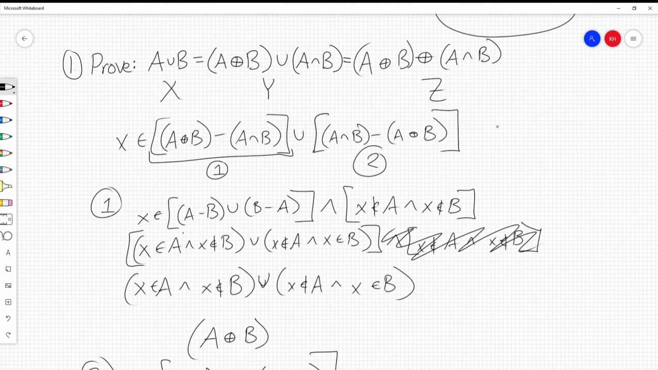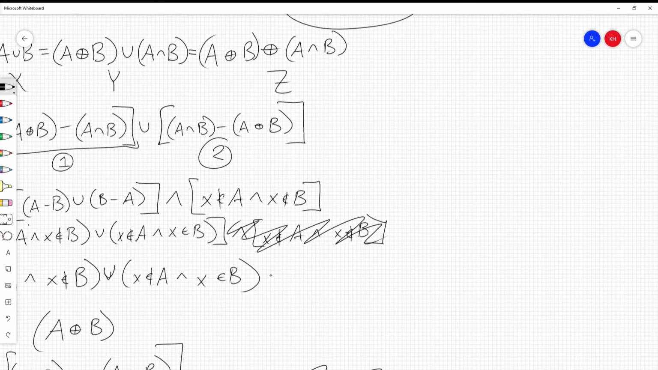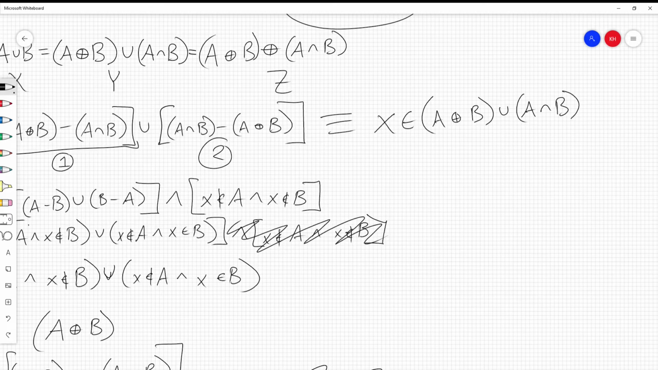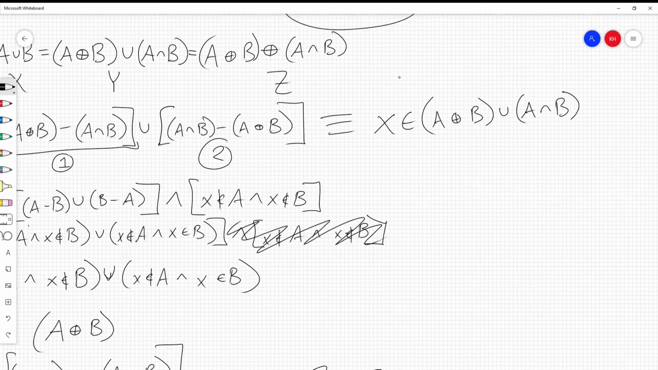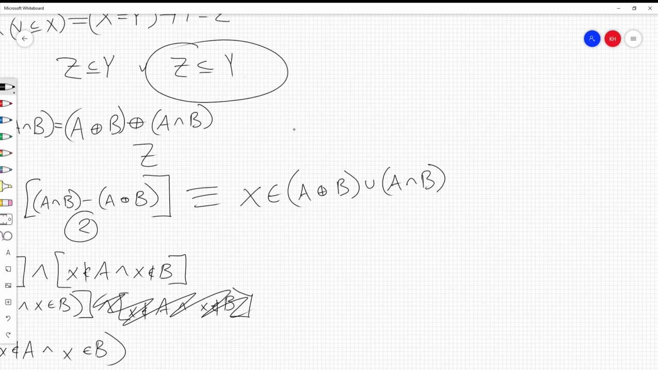So by finalizing what 1 and 2 are, we can rewrite it. If we just rewrite it really quickly, which is equivalent to x is an element of A symmetric difference B unioned with A intersection B. And this is exactly why. So I was a little bit wrong in saying I'd be saying Z is a subset of X. I led in the direction very wrongly. Z is a subset of Y. That's where we ended up at.